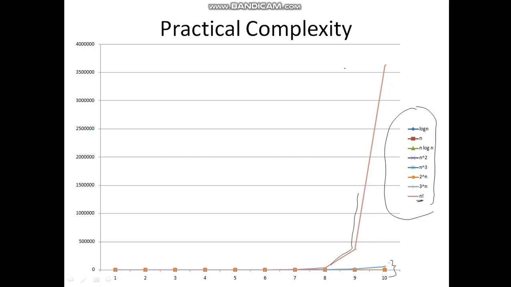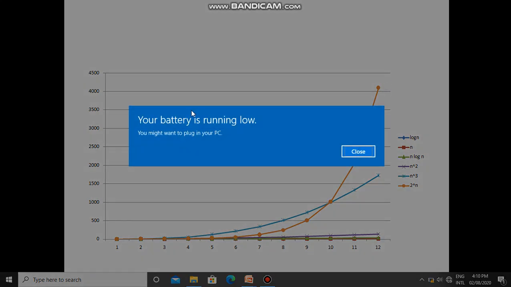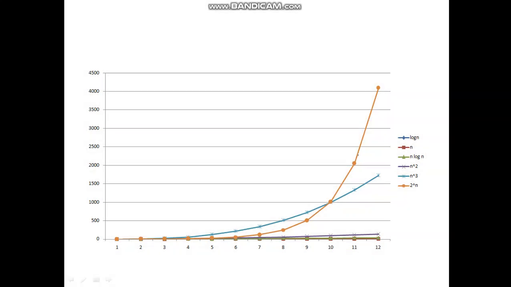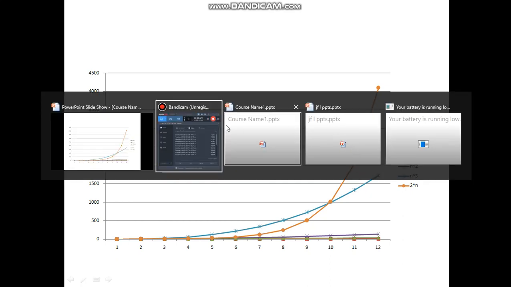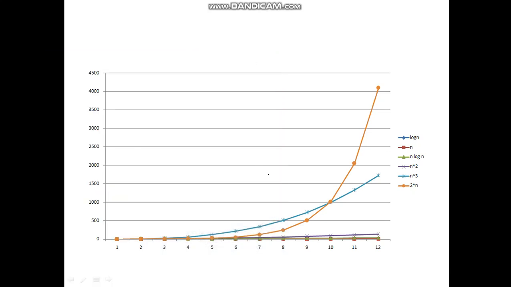So the fastest growing function here is this one, that is n factorial. So let us try to delete this one and see how other functions are growing as compared to others. When I delete n factorial, we can see that the function whose growth is highest is now 2 raised to n. So this color, this is 2 raised to n.